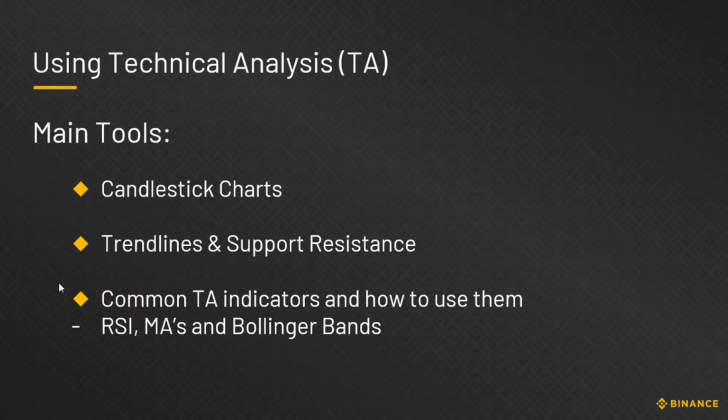You need a candlestick chart where you can see the price performance or the price movement of that asset. Okay, because that's what you're using for your technical analysis. So you need a candlestick chart. You also need trend lines and then support and resistance lines.